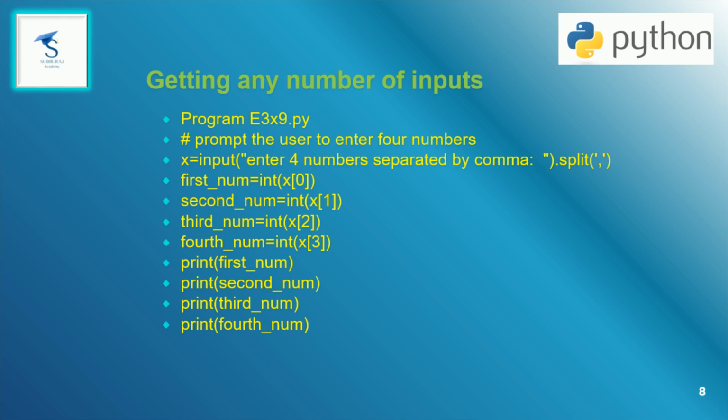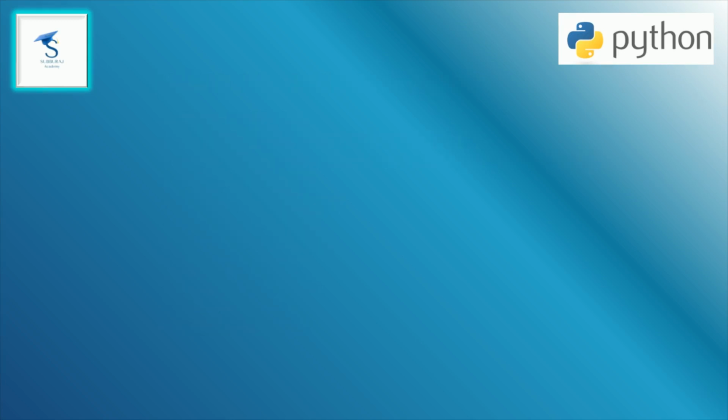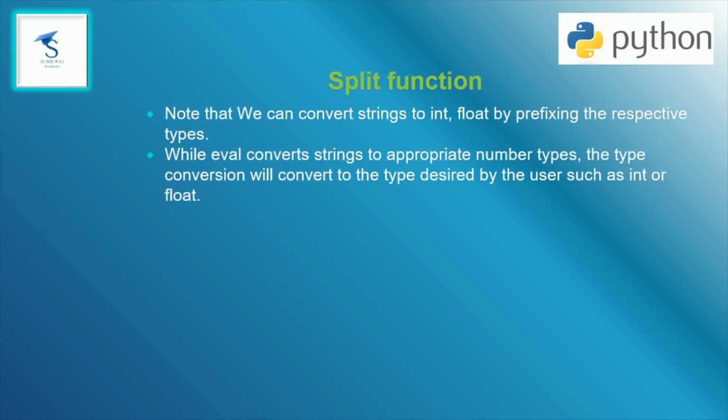We know that the input function returns strings. In the previous program we used eval to convert the string to numbers. We can even convert strings to int or float by prefixing the respective types. Here we convert by prefixing int, in other words as int(x[0]), int(x[1]), and so on. While eval converts strings to appropriate number types, the type conversion by prefixing the type like int, float, etc. will convert to the respective types specified by the user.